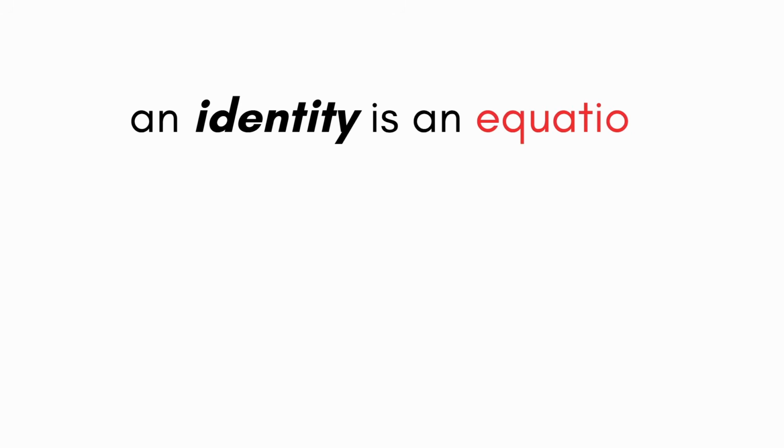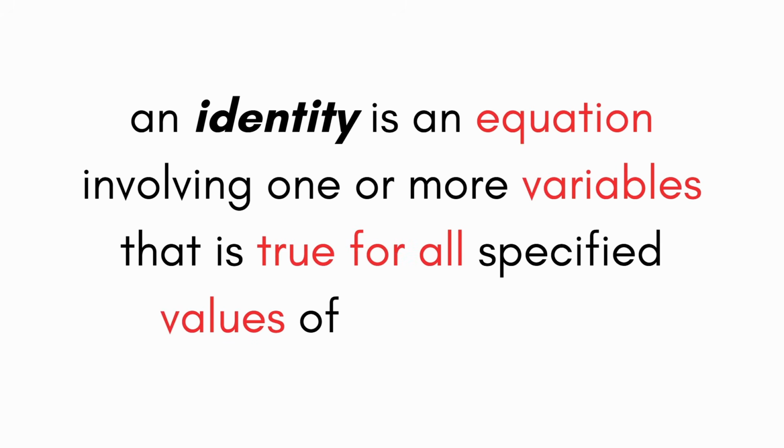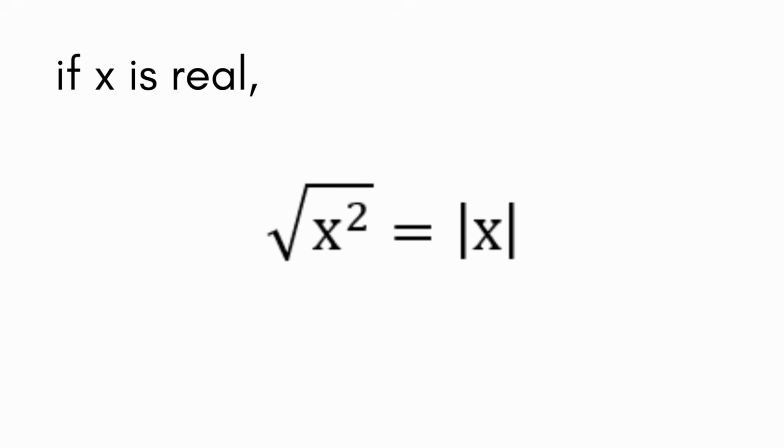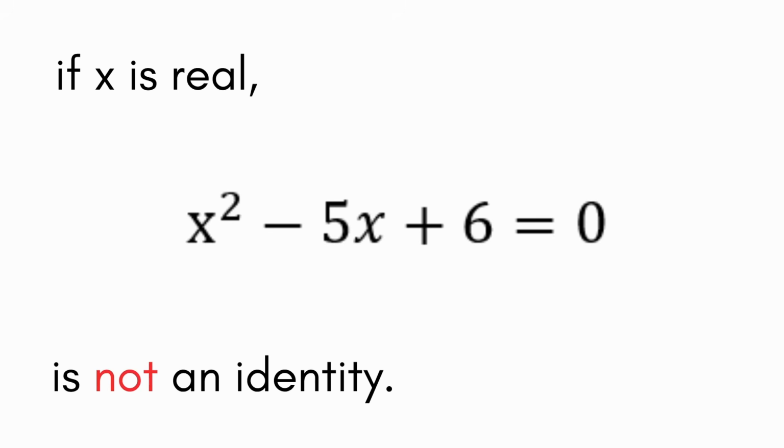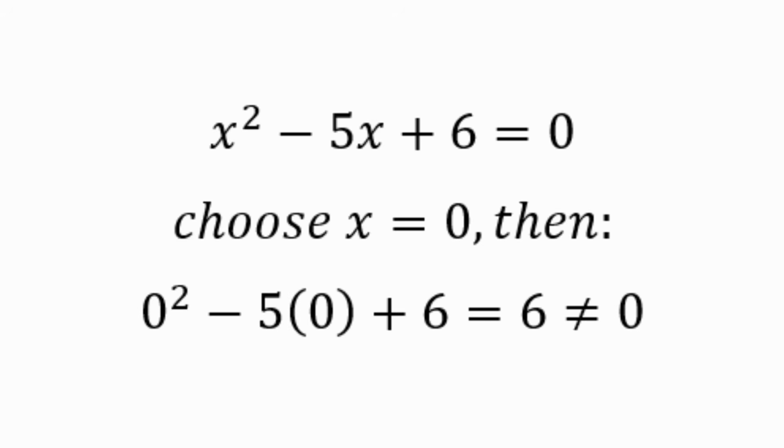An identity is an equation in one or more variables that is true for all values of those variables. For example, if x is a real number, square root of x squared equals absolute value of x is an identity, since for any real x, this equation is true. In contrast, this quadratic is not an identity for real x, since it's only true for two values of x, certainly not all of them.